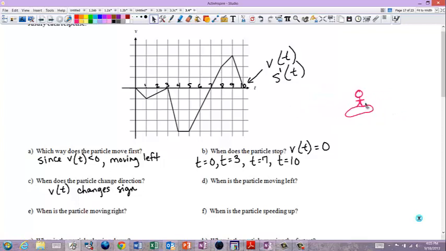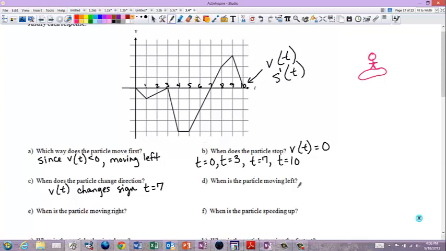So what did I have to do? My velocity is positive, positive, positive, then it's negative, negative, negative. So your velocity has to change sign when you change direction. Where does the velocity change sign? Well, it's negative, negative, negative, negative, negative, and right here at 7 it changes, now it's positive. So the velocity changes sign at t equals 7.